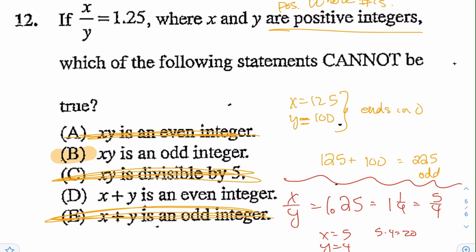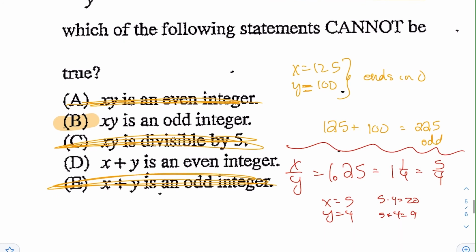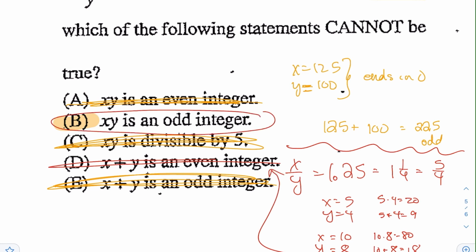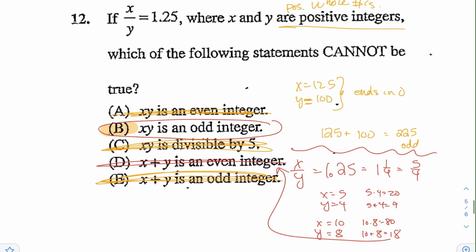But here, 5 plus 4 is equal to 9, and it's also just not even. So try a new set. You can make x equal to 10 and y equal to 8 when you just double it. So here, 10 times 8, of course, is still even. But 10 plus 8 is also even. It's equal to 18. So choice D, that would be disproven. So the answer that's left is choice B. And so one that is left, you can't have an odd integer here.